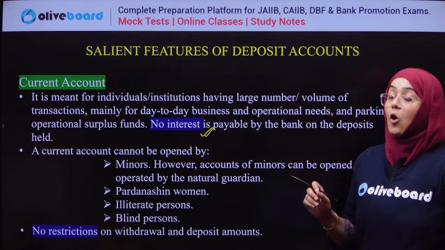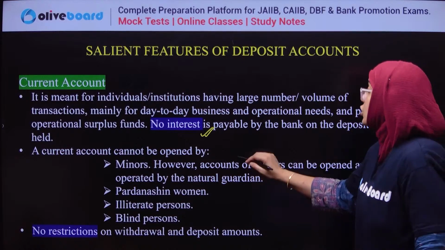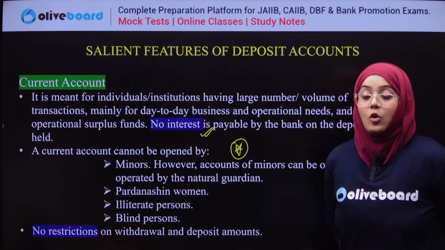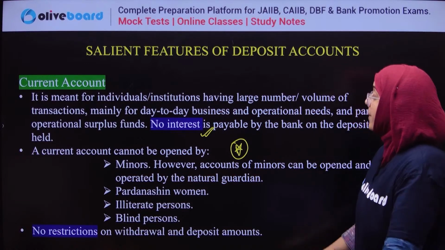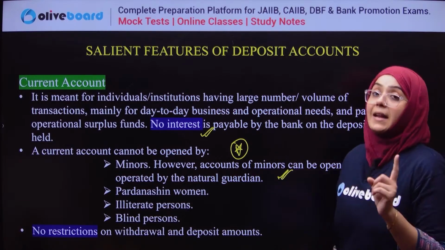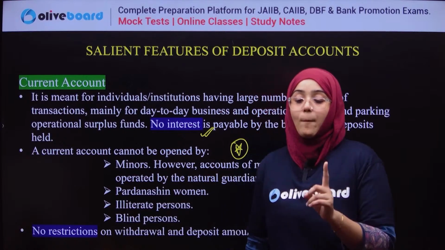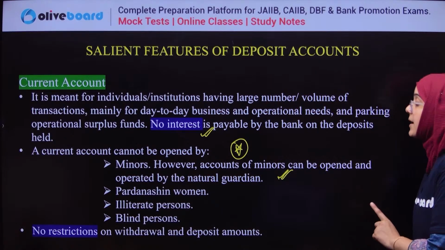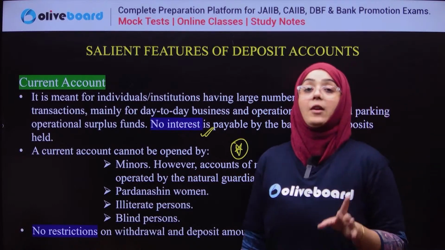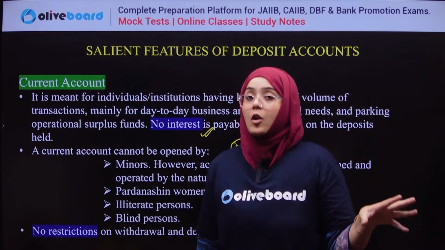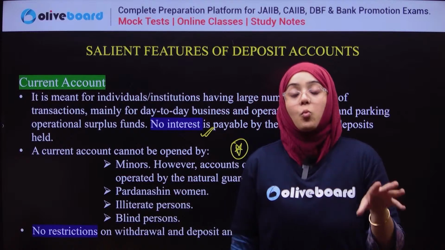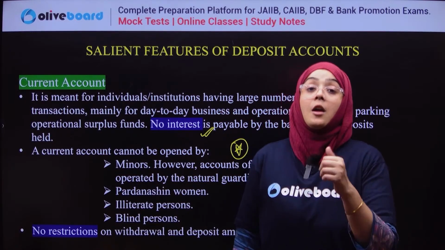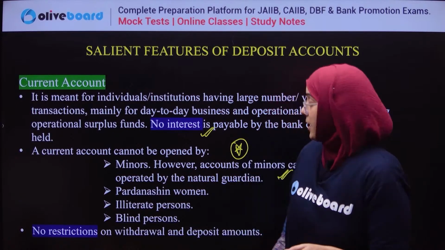Who cannot open a current account? This is very important for you all. There are certain terms and conditions under which a current account is not opened. A current account cannot be opened by minors; minors are not eligible to open a current account. However, an account of a minor can be opened and operated by the natural guardian. If there is a need to open a current account for a minor, it will be operated and managed by the natural guardian. Natural guardian means the real father or real mother of that minor.